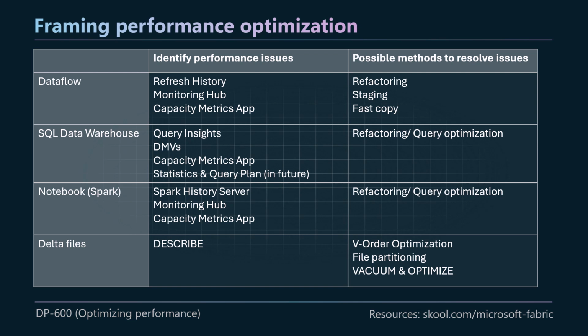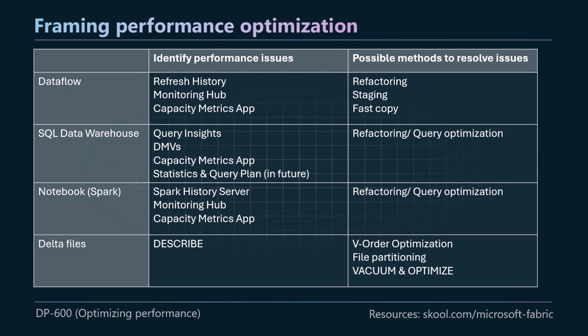And when we're identifying performance issues in Delta files, there's a number of places you can do that. One of them that we're going to be looking at is describe. Then when it comes to resolving some of these issues, well, that's where it gets a bit more difficult to define, right? Because it's normally going to involve some element of refactoring. So using different operations in your data flow, for example, or refactoring your SQL code or refactoring your Spark jobs as well.